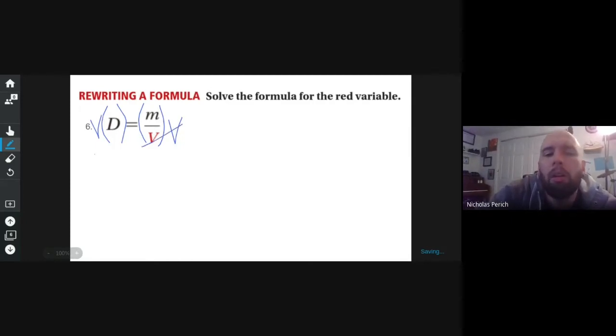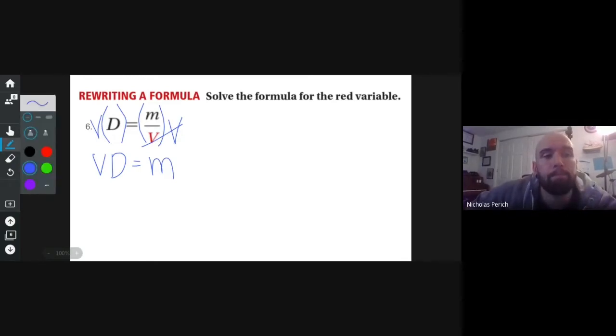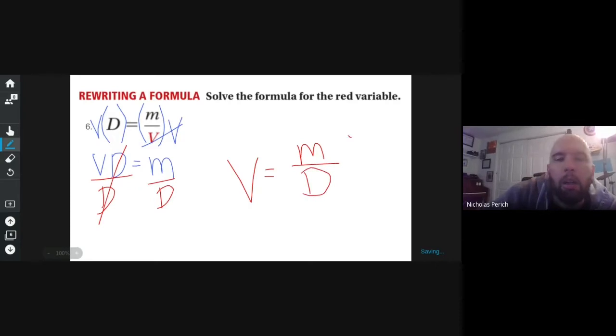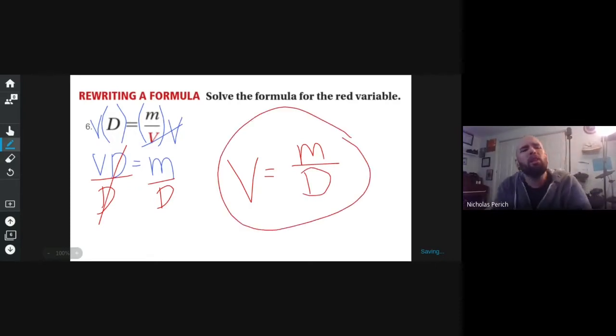Cross you out. I now have VD on the left equals M. Now, what am I supposed to solve for? V. Is V all by itself? No. What's in the way? D is in the way. It's being multiplied to V. How do I get rid of something that's being multiplied? You divide it. So I'm going to divide both sides by D, cross you out, and in the end, I have V equals M over D, and that's it.